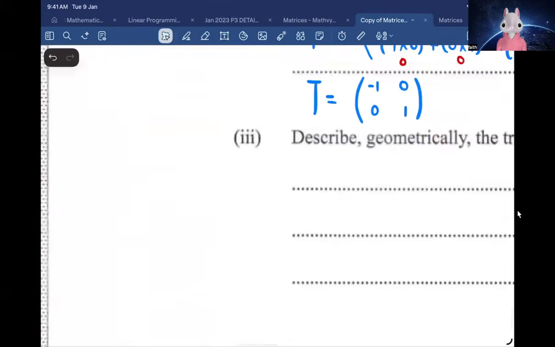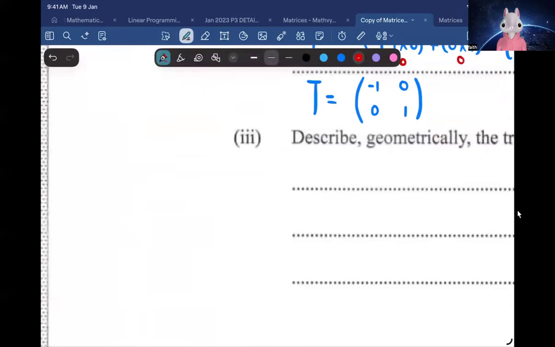But if you want to verify it, I would take a test point. Give me a point. -2 and 7. All right. I'll take that point and multiply it by that transformation, and that should give me the image. Anytime you multiply the transformation matrix by the object, you get the image.